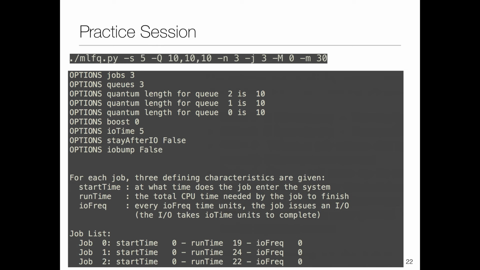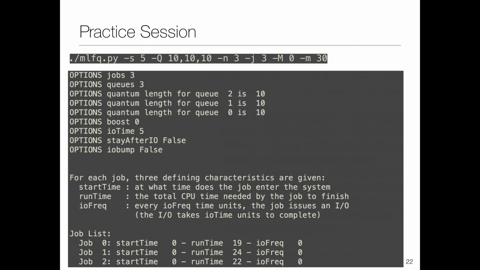Okay, we'll now practice a couple of questions at least to see how this entire process will move. You can run the simulator at your own time at home. So we'll start with 3 jobs. We have 3 queues, Q2, Q1 and Q0. The quantum length of all of the queues is 10. There is no boosting, which means that we don't increase the priority ever. And the run times of these jobs are 19, 24 and 22.